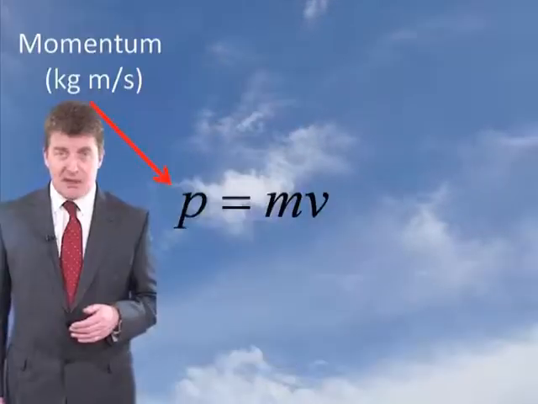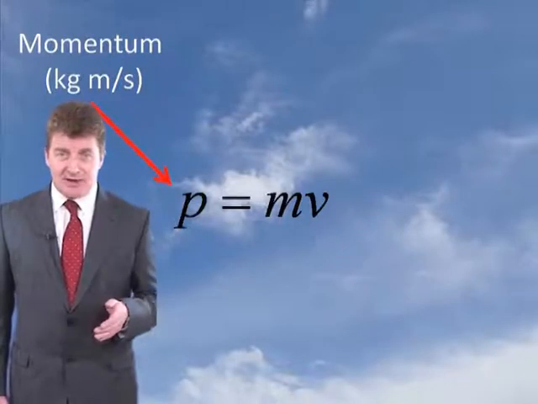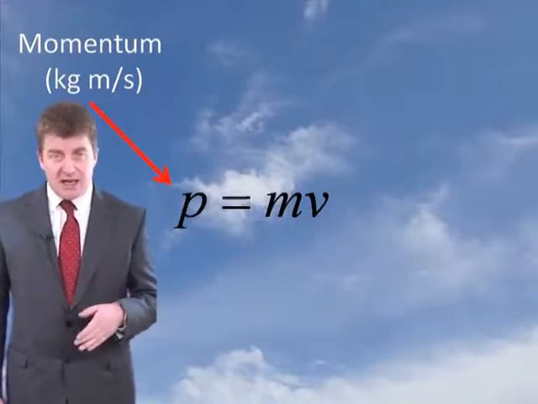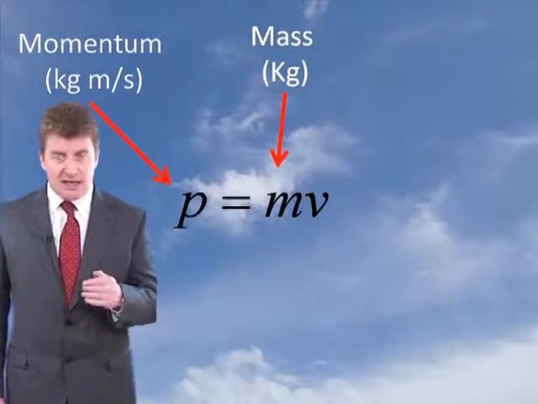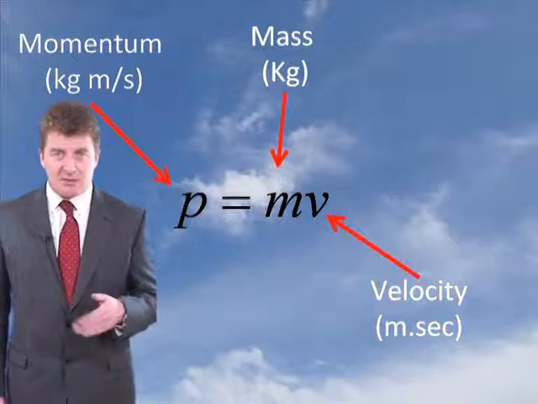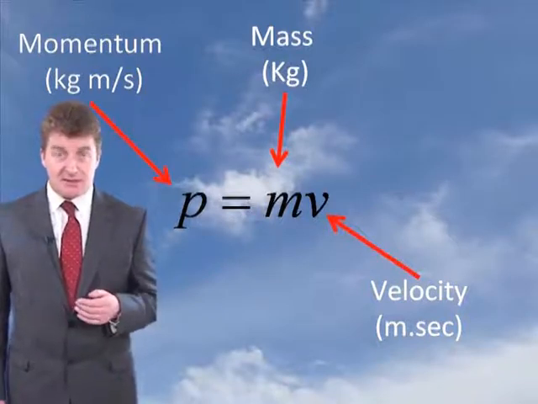Now, the momentum of a particle is traditionally represented by the letter P. This is the formula to determine momentum. P equals m times v, where P, momentum, which is in kilogram meters per second, equals m, mass in kilograms, times v, velocity, which is meters per second. That's why momentum is in kilogram meters per second.